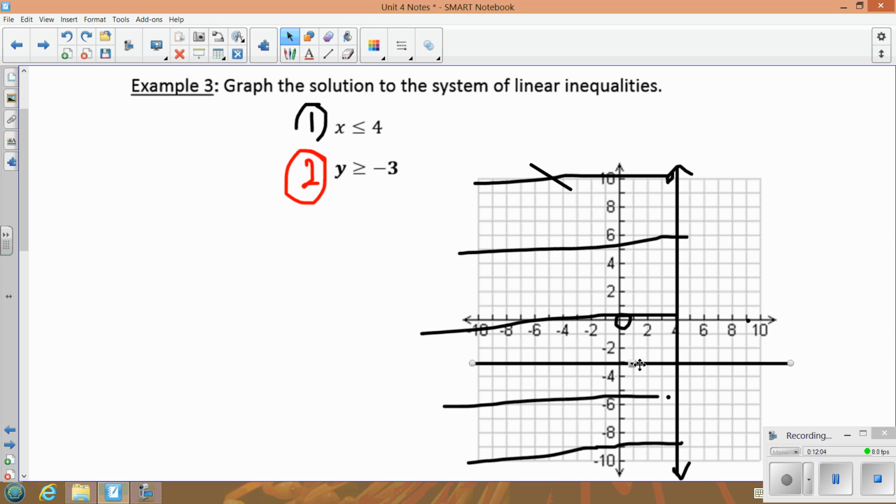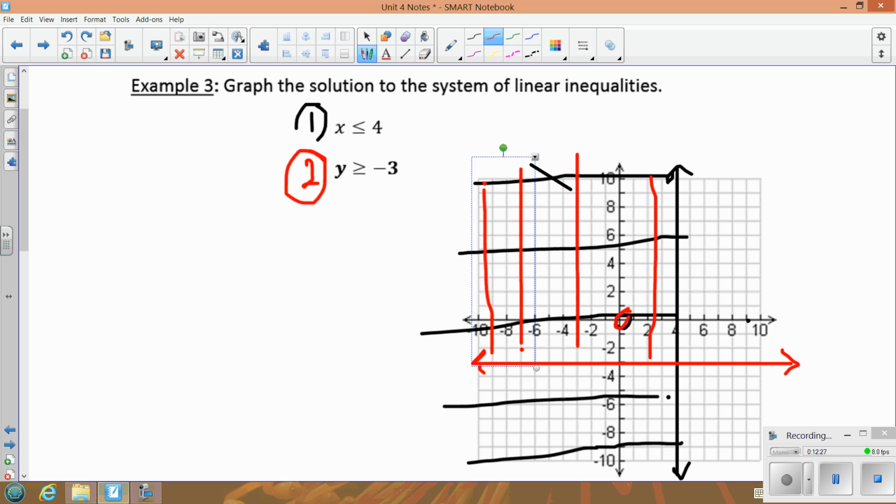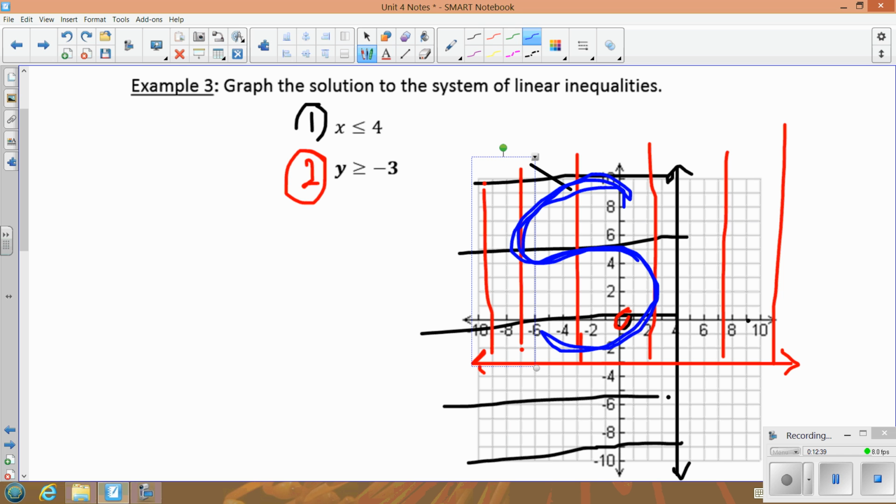Now we have to decide on our shading. So y is greater than or equal to negative 3. Pick a y value. Let's say we plug in 0 for y. When y equals 0, 0 is greater than or equal to negative 3. So that means my shading comes up top. And my solution region is going to be this region where both shadings overlap. So we're going to put a big S in this region right here, right where everything overlaps.